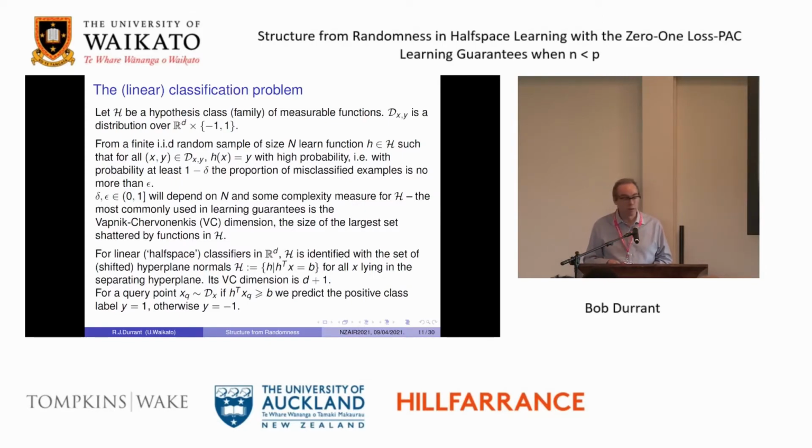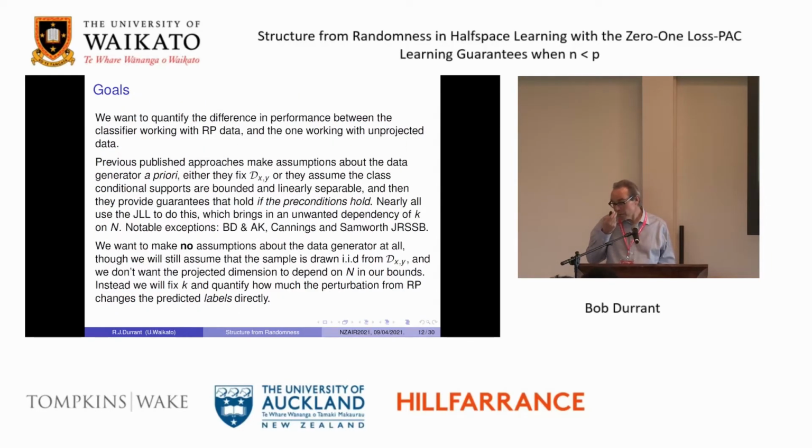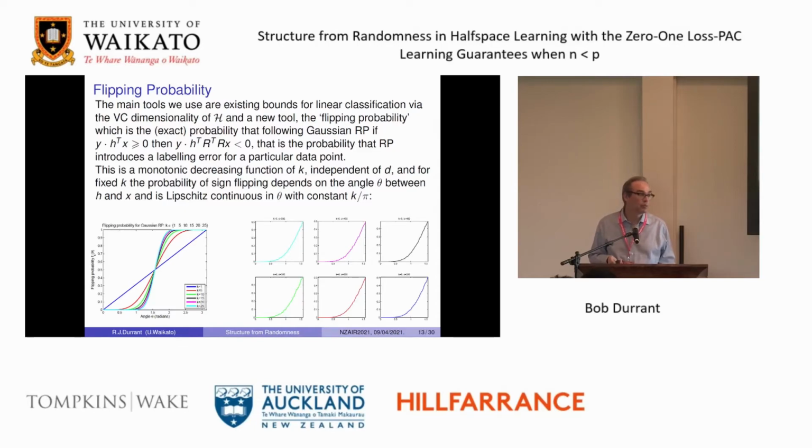We want to make no assumptions about the data generator at all, especially nothing beforehand. We're still going to assume we have an IID sample, and then we project the data and see what the compression costs us. This is quantified in terms of the flipping probability, which is still independent of the embedding dimension and doesn't grow with the sample size. What it depends on is the angle between data points and the classifier in the original high dimensional space, and whether those end up being bigger than pi by 2 after projection or not.